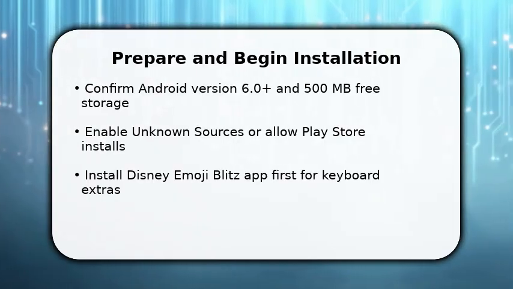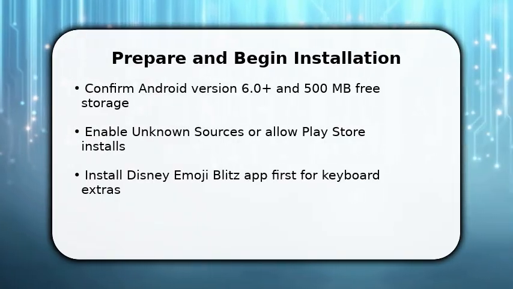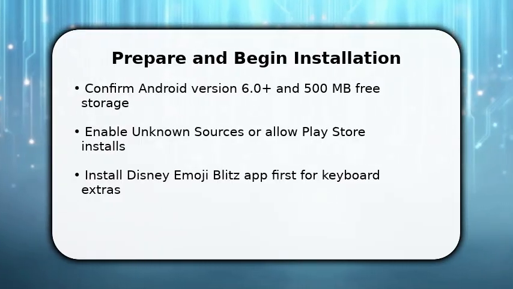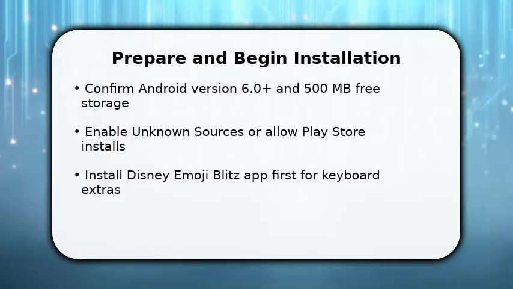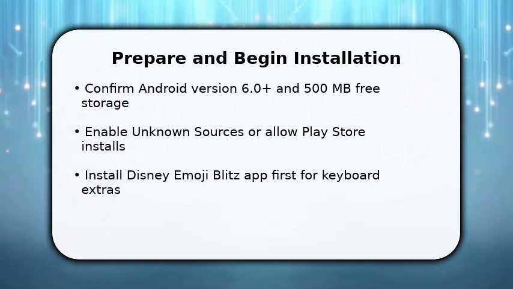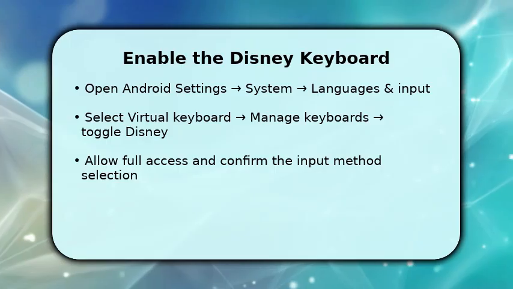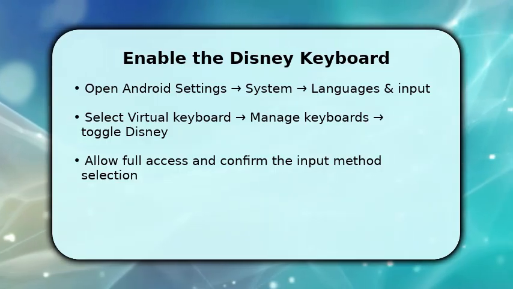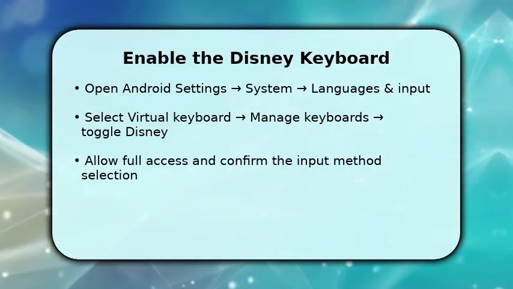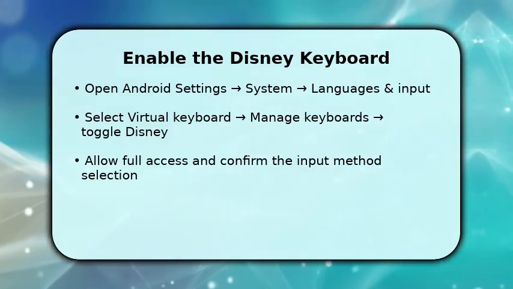This prevents interruptions. Now open the Disney Emoji Blitz app and sign in, because the keyboard option appears only after the app registers your account and downloads emoji assets. You go to Settings to enable the keyboard, navigate to System, Languages and Input, then Virtual Keyboard. Once there, tap Manage Keyboards and toggle the Disney Emoji Blitz keyboard on.